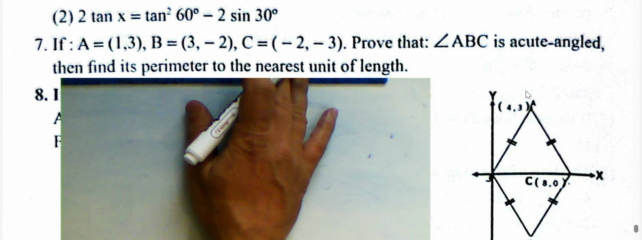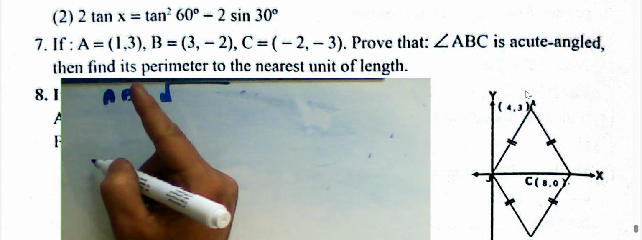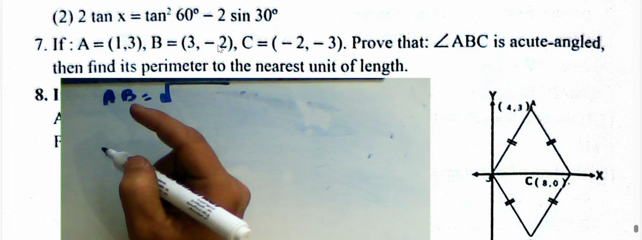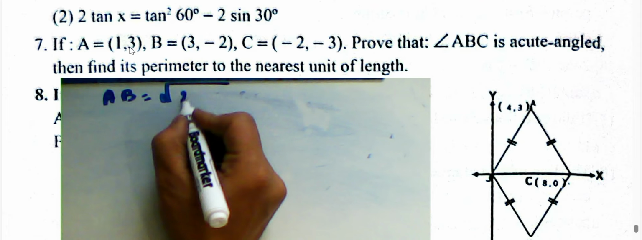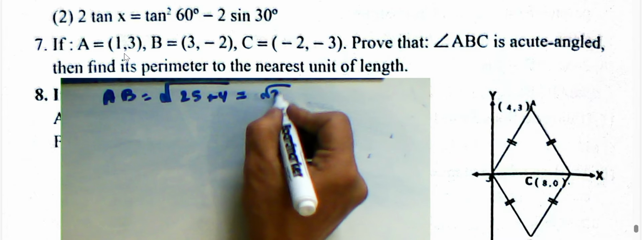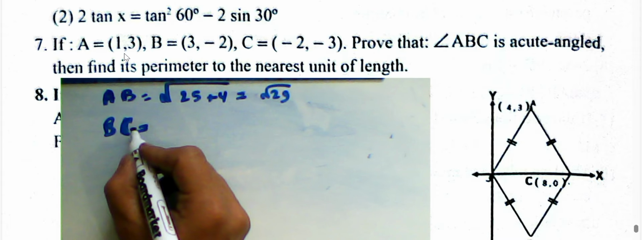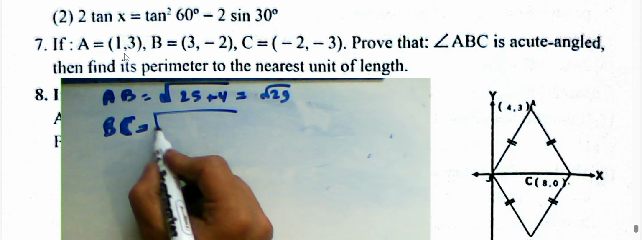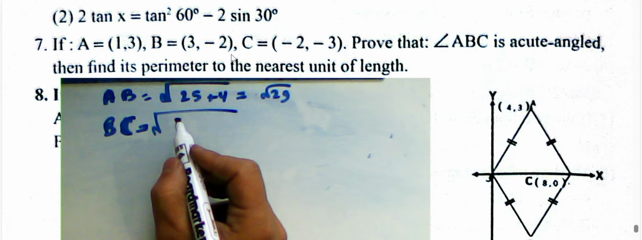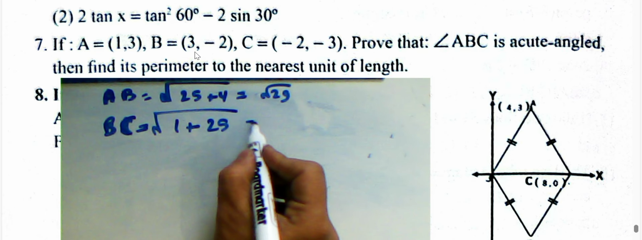First step, we can write the length of AB equals square root of, look at here, A and B. We have negative 2 minus 3. It will be negative 5 power 2 is 25. 3 minus 1 is 2, 2 power 2 is 4. Square root of 29. And BC, the side length BC, square root of, we have C, we can write negative 3 minus negative 2, negative 3 plus 2 equals negative 1 power 2 is 1. Negative 2 minus 3, negative 5 power 2 is 25.